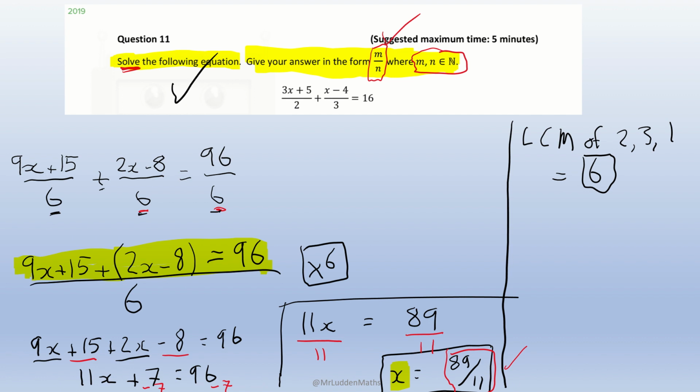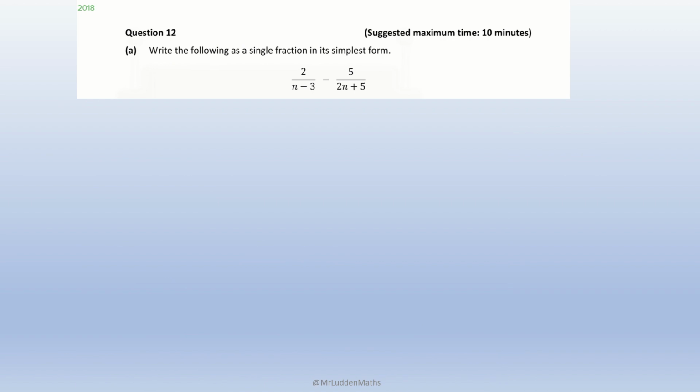Where m and n are an element of N, your natural numbers. If you remember, your natural numbers are your positive whole numbers, so 1, 2, 3, 4, 5, 6, 7, all the way up. Is 89 a natural number? It is. Is 11 a natural number? It is. Tick, tick, tick. Done. You've got your full marks. That question came up in 2019, question 11, and there's not much more to be said about that. A similar question came up in 2018, question 12.